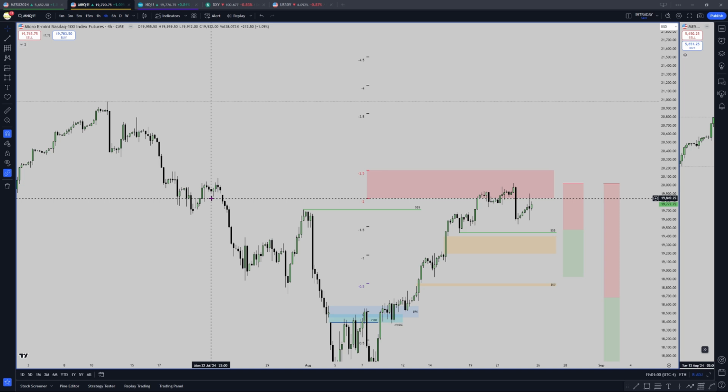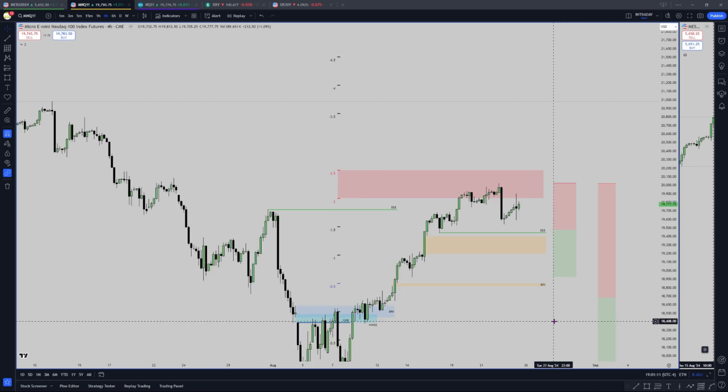A micro is essentially a tenth of what a mini is. So a mini moves $20 per point, and a micro moves $2 per point. So you can risk a little bit more just to experiment with a micro.